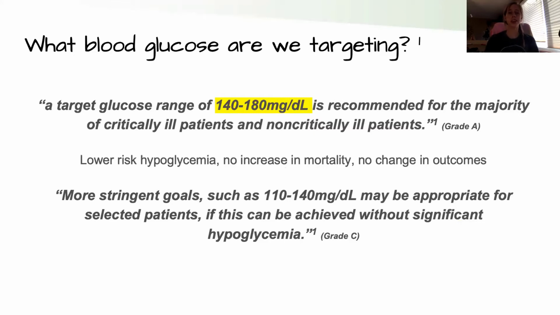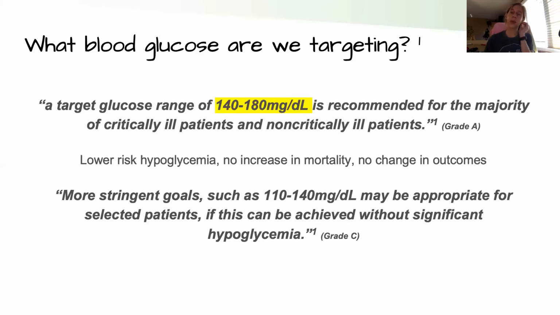Next question, what is our target blood glucose? Short answer, 140 to 180 milligrams per deciliter. Longer answer, again, there are some instances where these guidelines can be lower, like if the patient has type 1 diabetes and they have very good control over their insulin and they don't want to have a higher range and they're not critically ill, you can consider a lower goal.